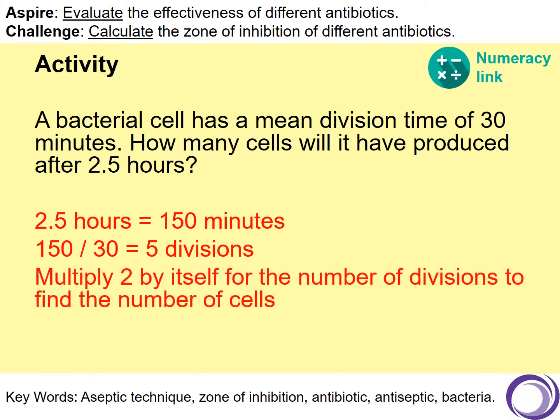And then you multiply 2 by itself for the number of divisions. So it was 5 divisions, so it's 2 to the power of 5. And if you try and do that on a calculator, you usually end up going wrong. So you should be able to put in "to the power of" and then put in a new number. It's usually a big X with a superscript Y on the calculator, and then you can put whatever number you want in. So that would be 2 times 2 times 2 times 2 times 2, which is 32 cells in 2.5 hours.